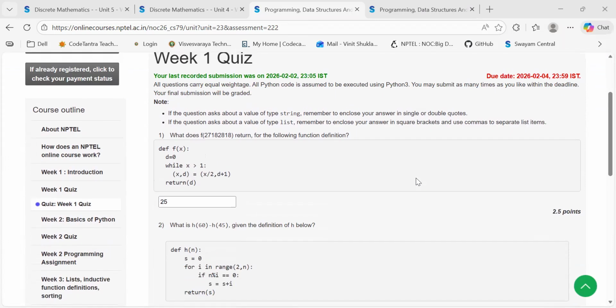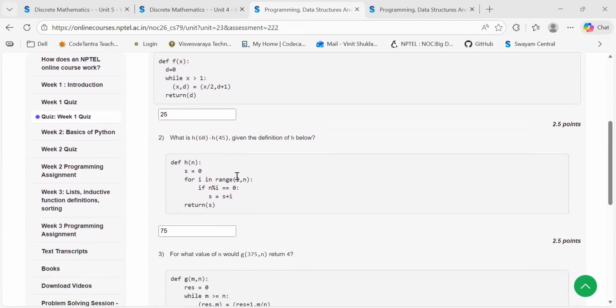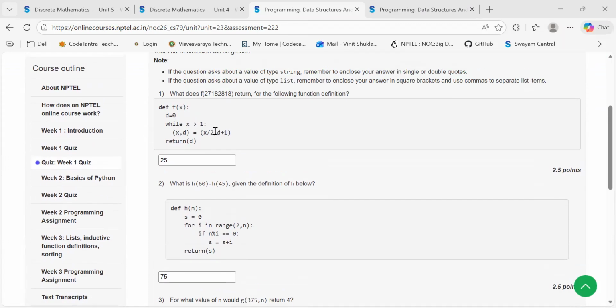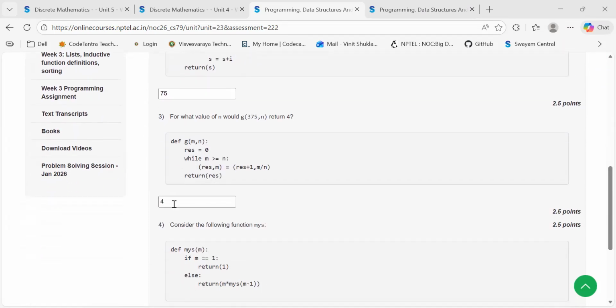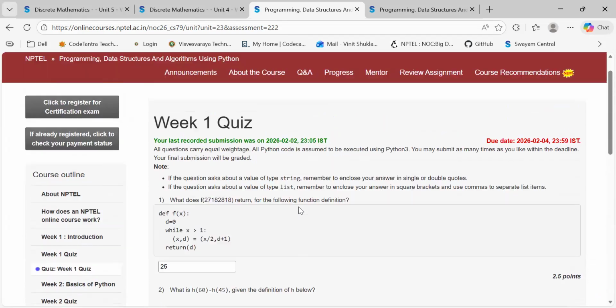In week 1, the question number 1 answer is 25. Most of the questions I have asked are just fill in the blank. Question number 2, 75. Question number 3, 4. Question number 4, option number 4 is correct: the function terminates for positive n with this particular condition. Okay, so this is the answer for the first quiz.